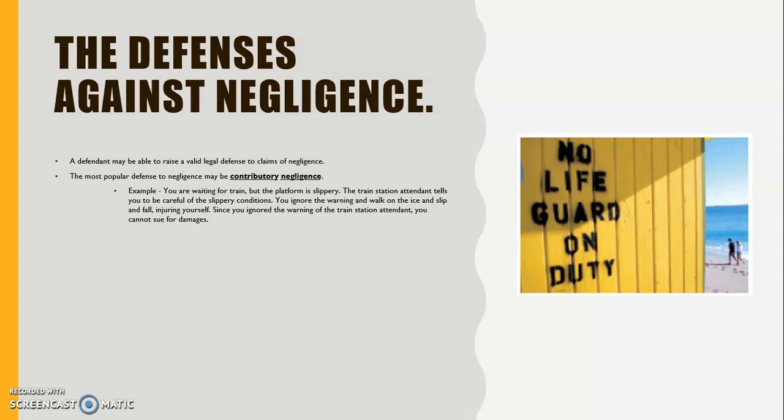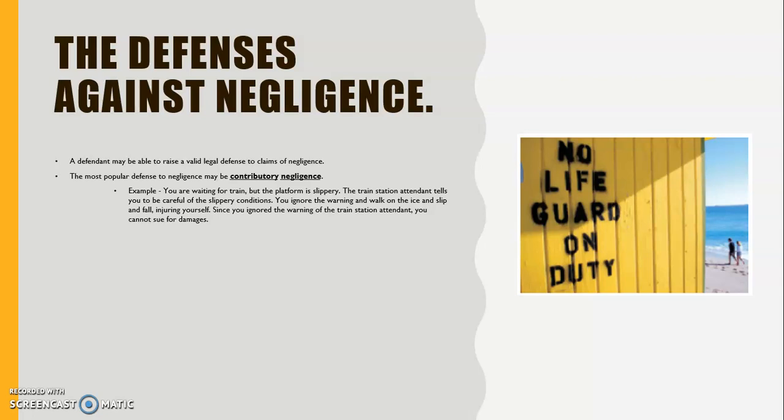Example, you are waiting for a train, but the platform is slippery. The train station attendant who's selling you tickets tells you to be careful of the slippery conditions. Okay, you ignore the warning. You walk on the ice, with it being wintertime right now, right? You walk on the ice and you slip and fall, injuring yourself. Since you ignored the warning of the train station attendant, you cannot sue for damages, okay?